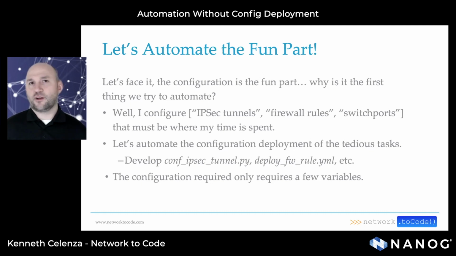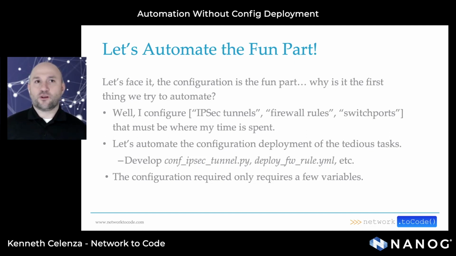And they start looking at what they do. The average network engineer starts looking at what they do, and they say, "Well, I configure IPsec tunnels, firewall rules, switch port configurations, and that must be where my time is spent." And there's certainly some truth to that, right? So what they start doing is building a one-to-one mapping of some automation script, something like configure IPsec tunnels or deploy firewall rule, some playbook like that.